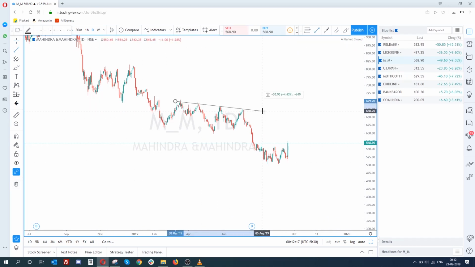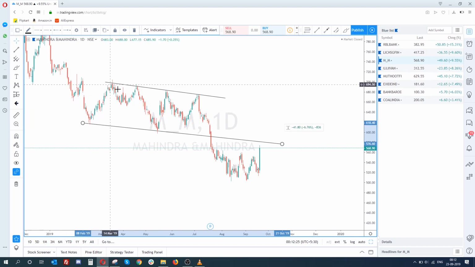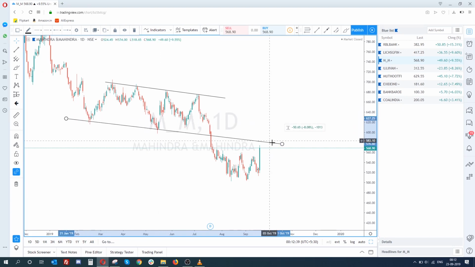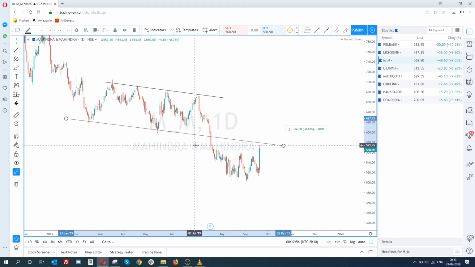This is Mahindra and Mahindra. This is the channel, right? If you see, there was constant pressure at the top in these areas, and that is why we connect all these four tops. At the bottom there were two areas where it took support, and these are considered demand zones. What happened is there was a huge fall from the supply area, and there was a breakdown, and this is where we make a trade.